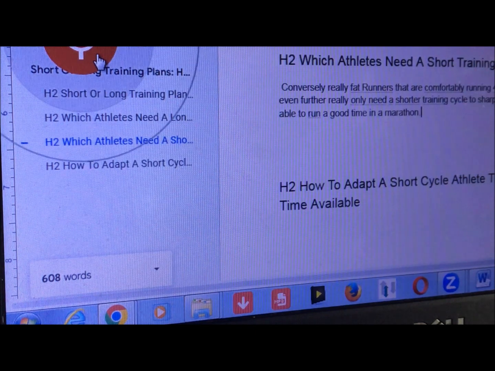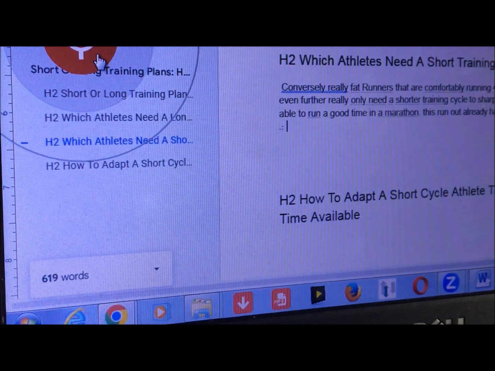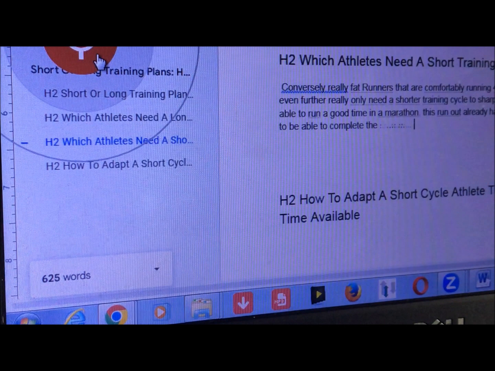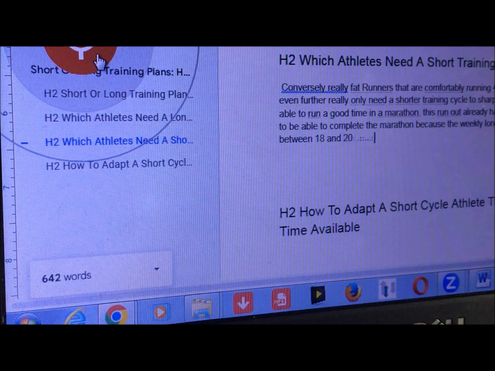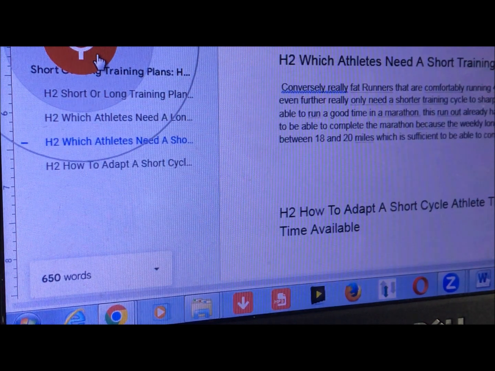This runner already has the base level fitness necessary to be able to complete the marathon, because their weekly long run will already be in the region of between 18 and 20 miles, which is sufficient to be able to complete the marathon distance.